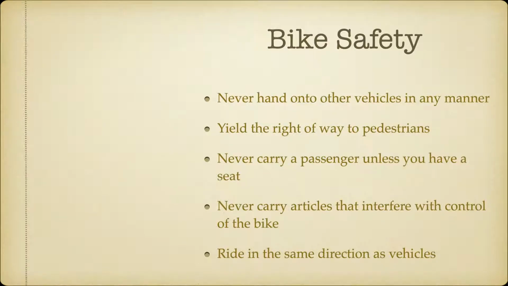Never hang on to other vehicles in any manner. Give right of way to other pedestrians. If you have a passenger, make sure that there's a seat wide enough for both of you, and that's usually not the case anymore. And make sure that you're not hanging things on your bicycle that's going to interfere with any type of controlling of the bicycle. And we also know that bicycles are always going to be going in the same direction as cars.